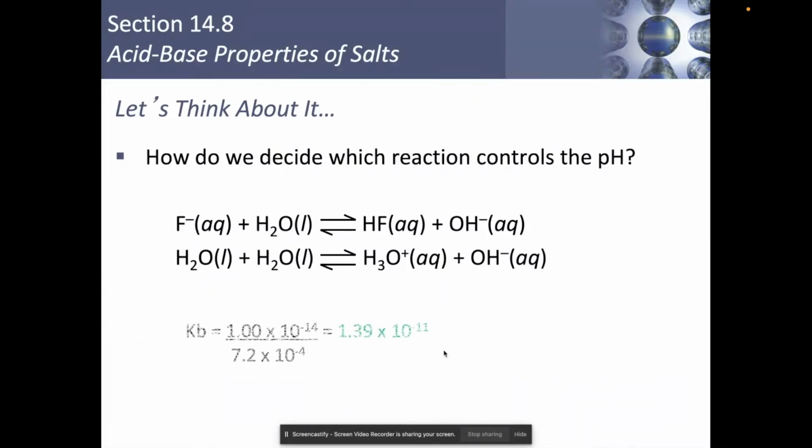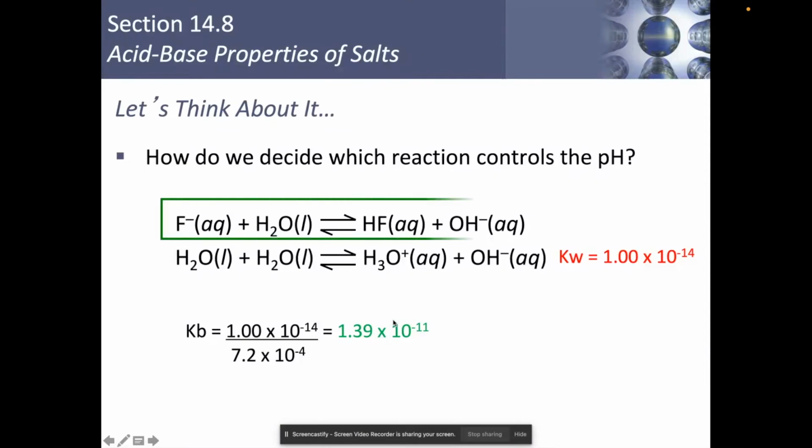So how do we decide? Well, F minus is going to be our dominant acid-base equilibrium here. But if I wanted to prove it, remember, we were given the Ka of HF. So if I take Kw and divide by this, that will give me the Kb of F minus. And we can see it's 1.39 times 10 to the negative 11. And if we compare that to the Kw, which is 1 times 10 to the negative 14, this is the overwhelming winner for our reaction here. So that must mean that this is our actual reaction happening in our example.